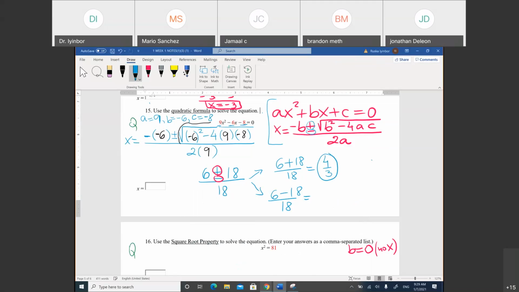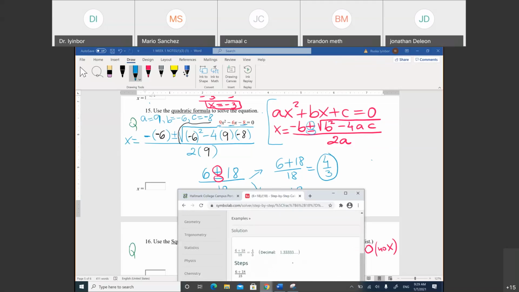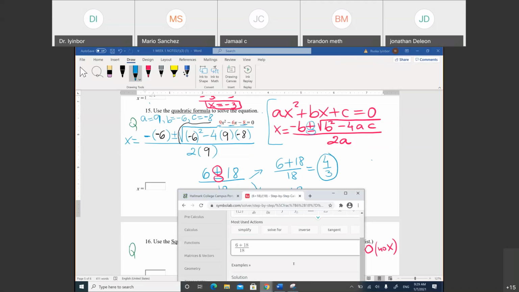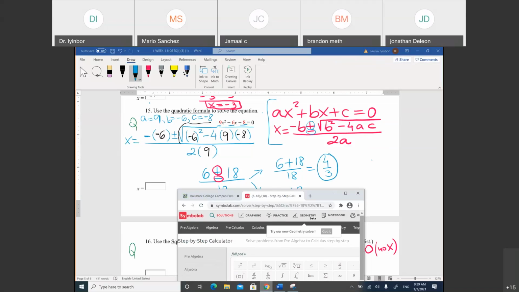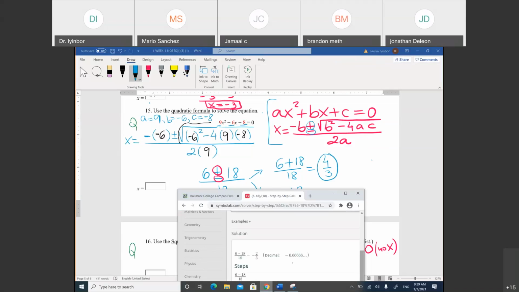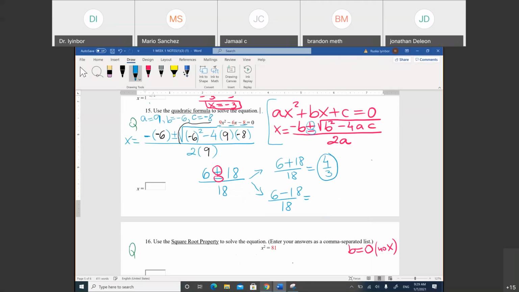And then you can just go back and change the plus to minus in this fraction. And that's going to give you the second answer as a fraction. Okay, the second answer is negative 2 over 3. Everybody see that? Negative 2 over 3. And these are my two answers.